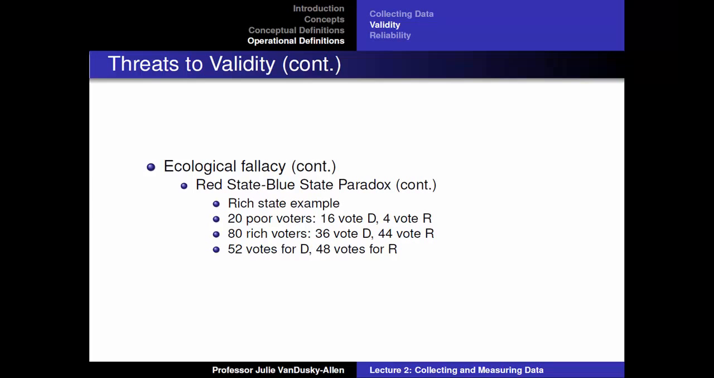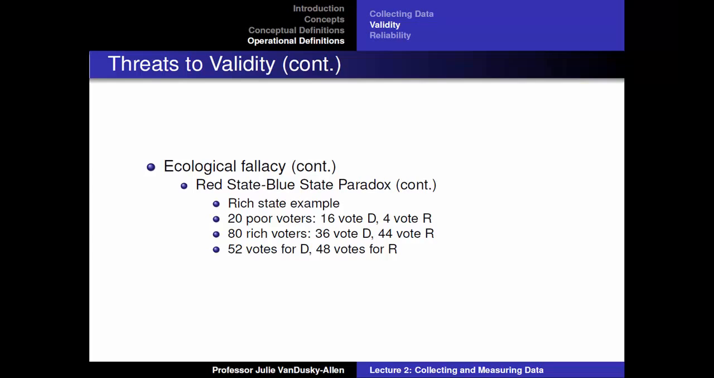Next is the rich state example. In this state, there are 80 rich voters and 20 poor voters. As you can see, the poor voters are more likely to vote for Democrats, 16 to 4, while the rich voters are more likely to vote for Republicans, 36 to 44. However, when we add all the votes together, there are more votes for Democrats than Republicans. So this rich state voted for the Democratic candidate.